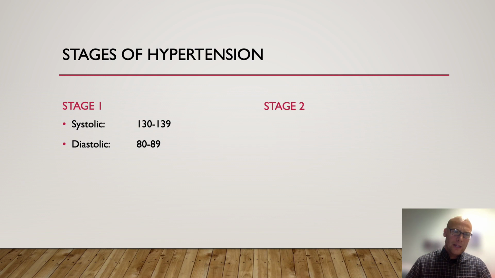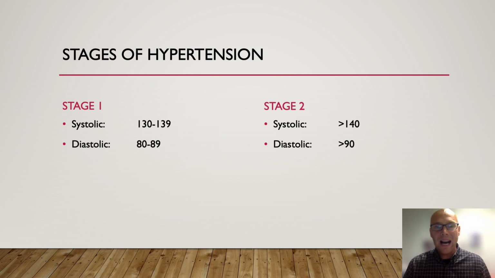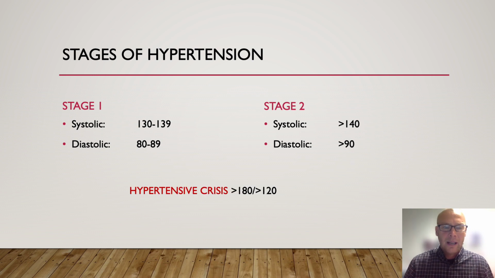Now, as you increase, you're more prone to develop kidney disease, heart disease, and all those other things. So stage 1 is kind of like an initial for that development. As you get higher, greater than 140, greater than 90, that's typically stage 2 at that point. Anything over 180 systolic or 120 diastolic, you're kind of in a hypertensive crisis.